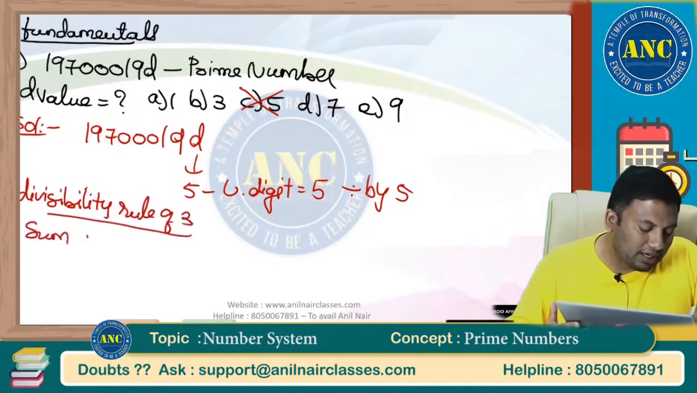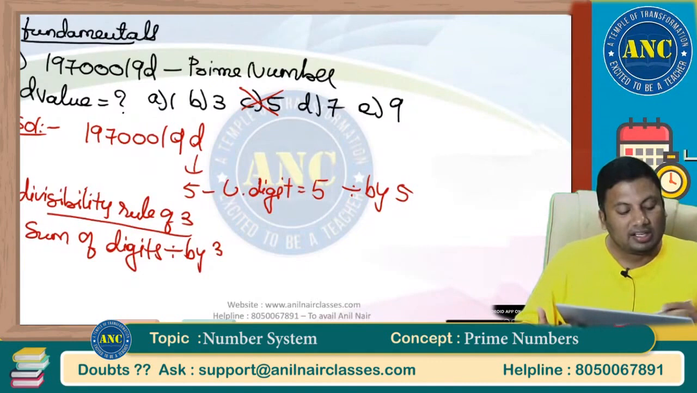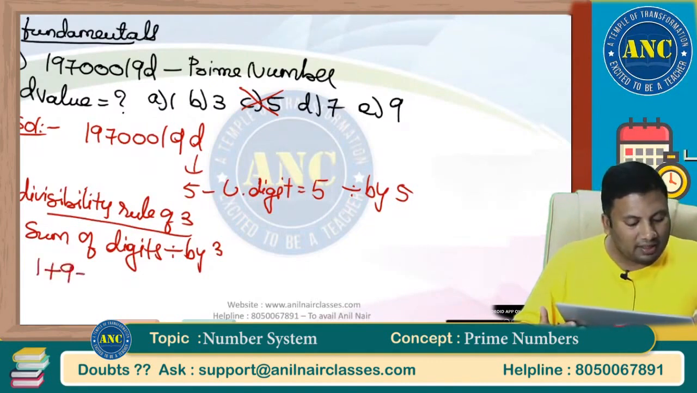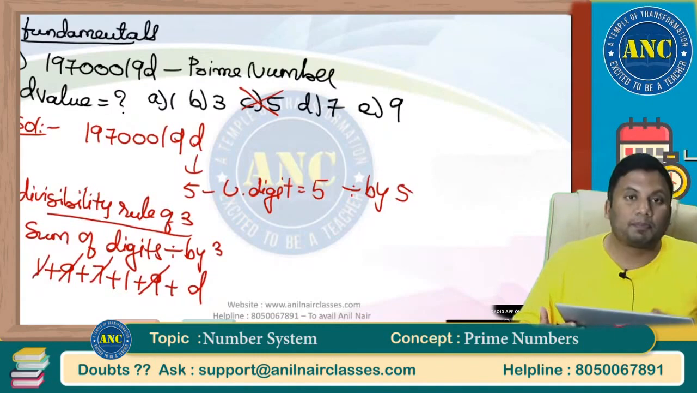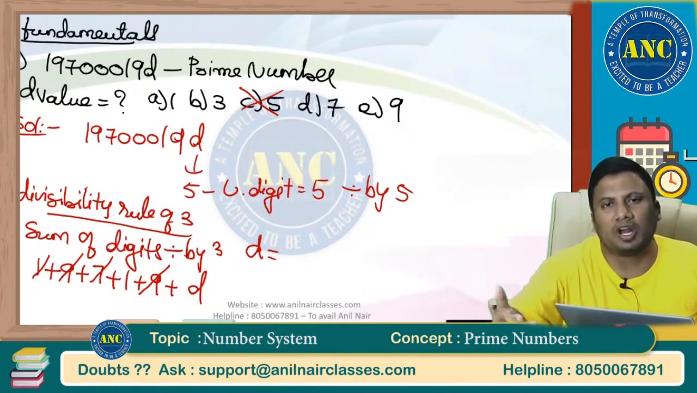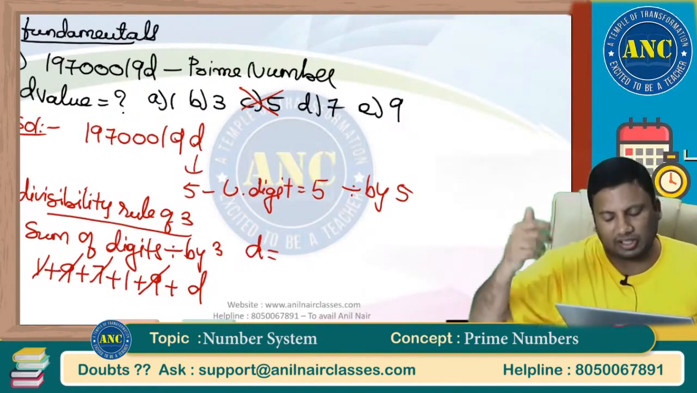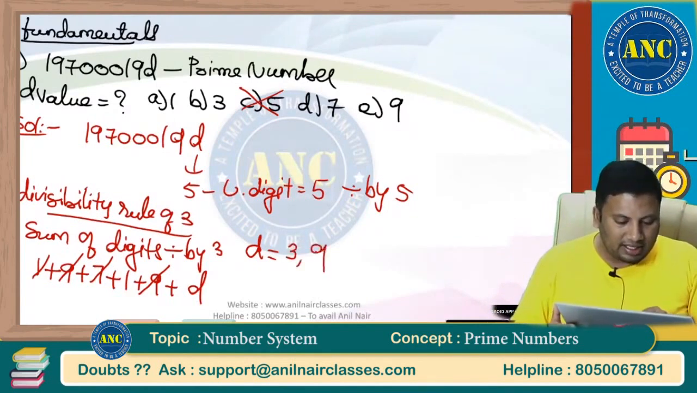which is nothing but the sum of the digits should be divisible by 3. Sum of the digits: 1 plus 9 plus 7 plus 1 plus 9 plus D. 9 is divisible by 9, and 7 plus 1 plus 9 is divisible by 9. That means it is divisible by 3. The divisibility rule of 9 is nothing but all the factors of 9 will also obey the same divisibility rule. So D can be either 3 or 9.